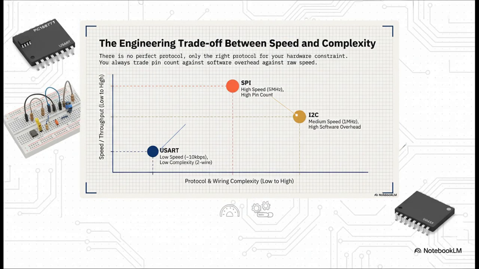And all of this leads to the core engineering trade-off, which this graph just lays out perfectly. There's no free lunch here. There is no single best protocol. USART lives down here in the low-speed, low-complexity corner. SPI is way up here, giving you maximum throughput, but you are going to pay for it with more pins and more complex wiring. And I2C? It hits that sweet spot right in the middle, giving you decent speed and massive scalability for very little overhead.